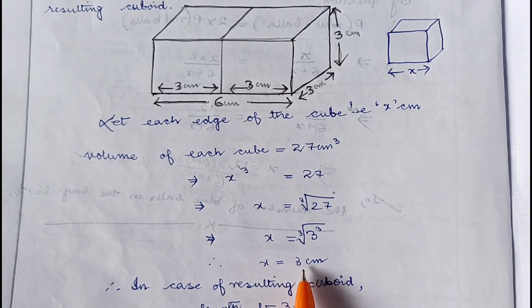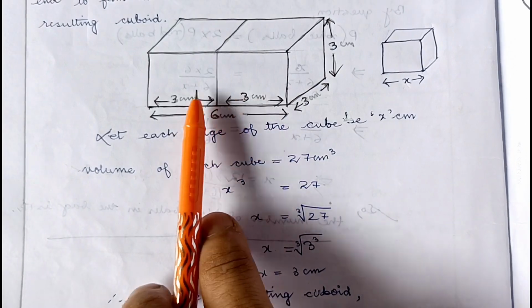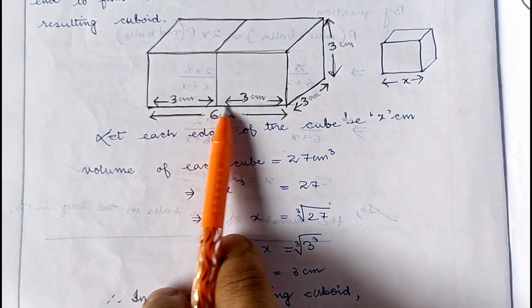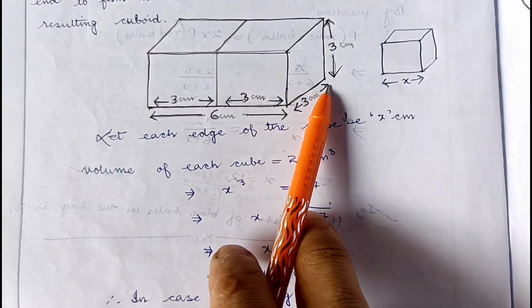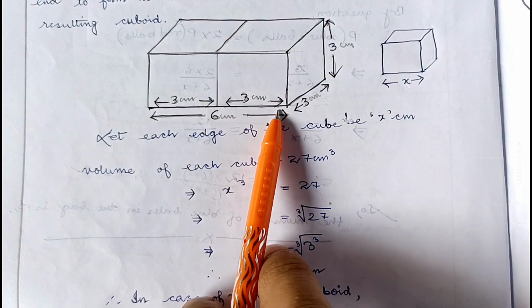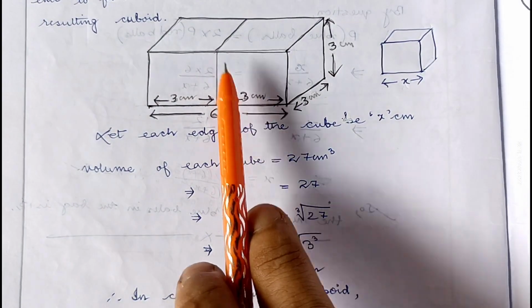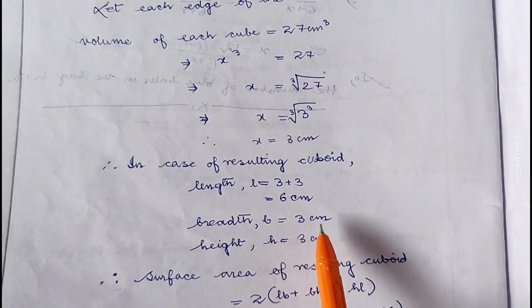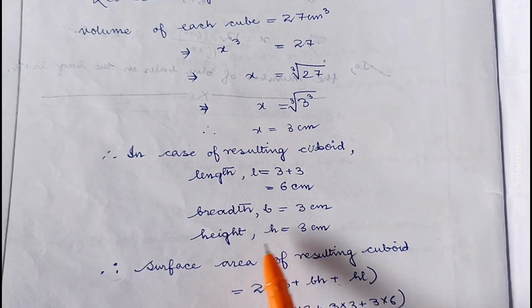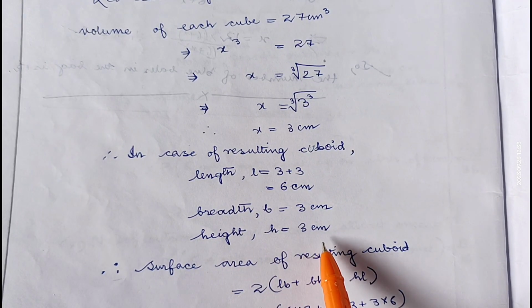27 is 3 cube, this 3 and the cube will cancel, so we are going to get x equals to 3. Since x is 3, when two cubes are placed side by side, this is 3, this is 3, so total length will be 6 cm. Breadth will remain 3, height also will remain 3, only length will become 6 cm. So in case of resultant cuboid, length equals 3 plus 3, 6 cm, breadth equals 3 cm, and height is 3 cm.